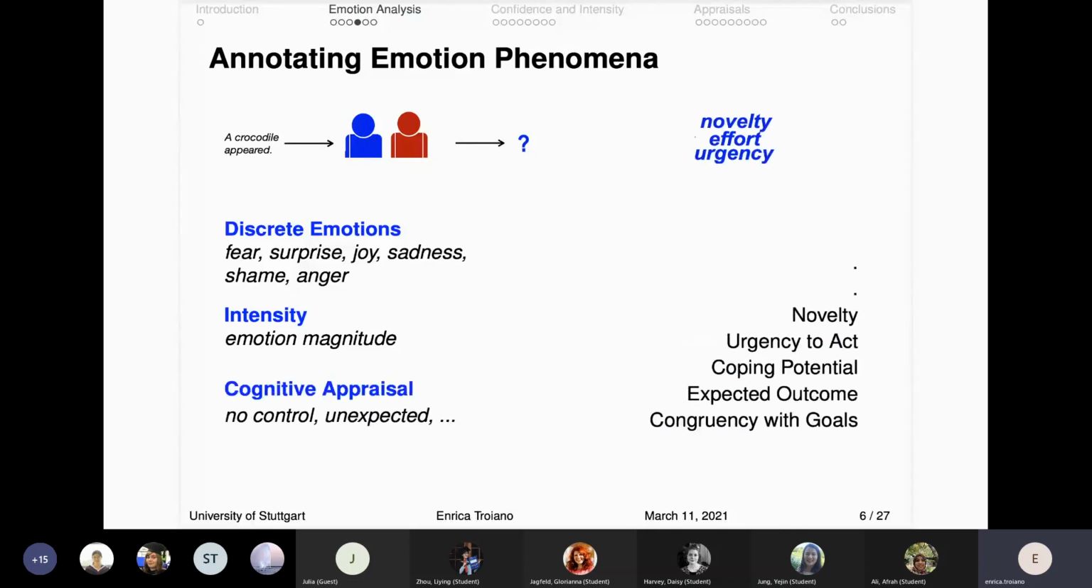On top of that, we can ask annotators to inform us about the cognitive appraisal that underlies the discrete emotions. So remember that I told you when I see a crocodile, I evaluate whether I have control over this event, whether the stimulus was expected. But this was a simplification because when we evaluate an event, we do that along many different dimensions. And these dimensions include, but are not limited to, novelty. We evaluate whether the event is familiar to us, our urgency to act, our potential to cope with the possible consequences of the event. We evaluate whether we can predict the outcome of the event and whether the event is aligned with our goals. Now, these are just some of the emotion phenomena that we can ask the annotators to rate. And these are the emotion phenomena I'm going to talk about today.